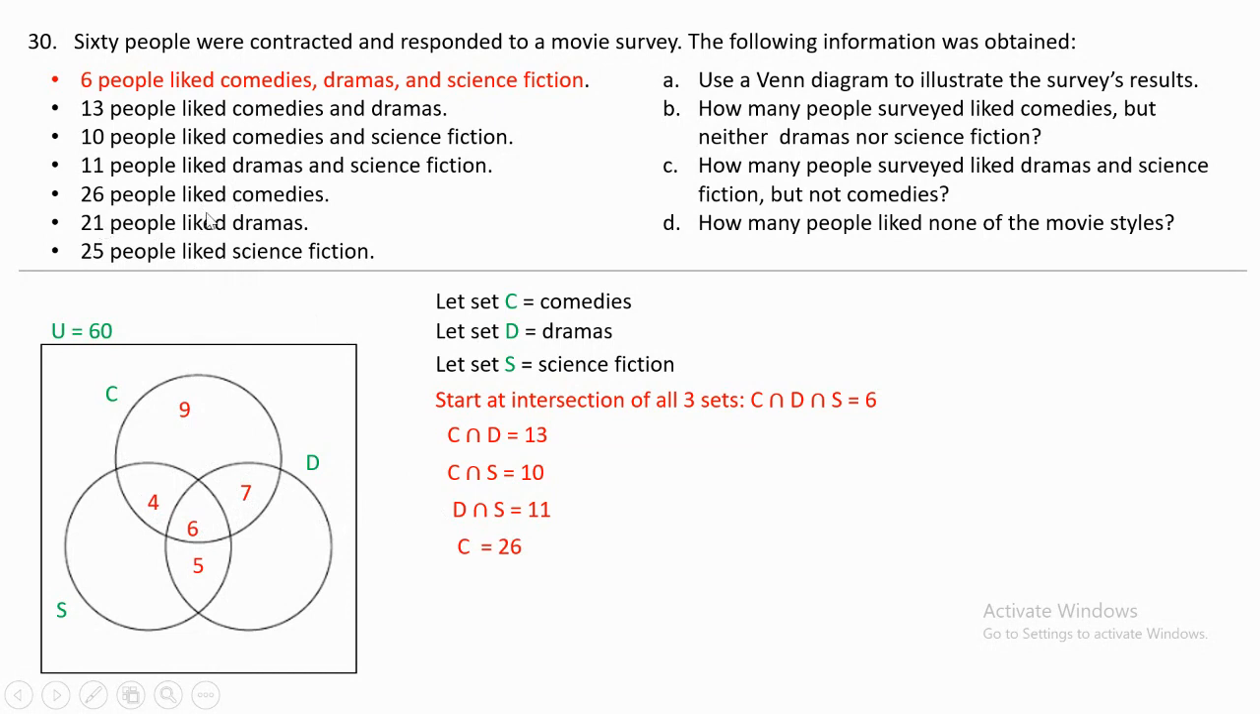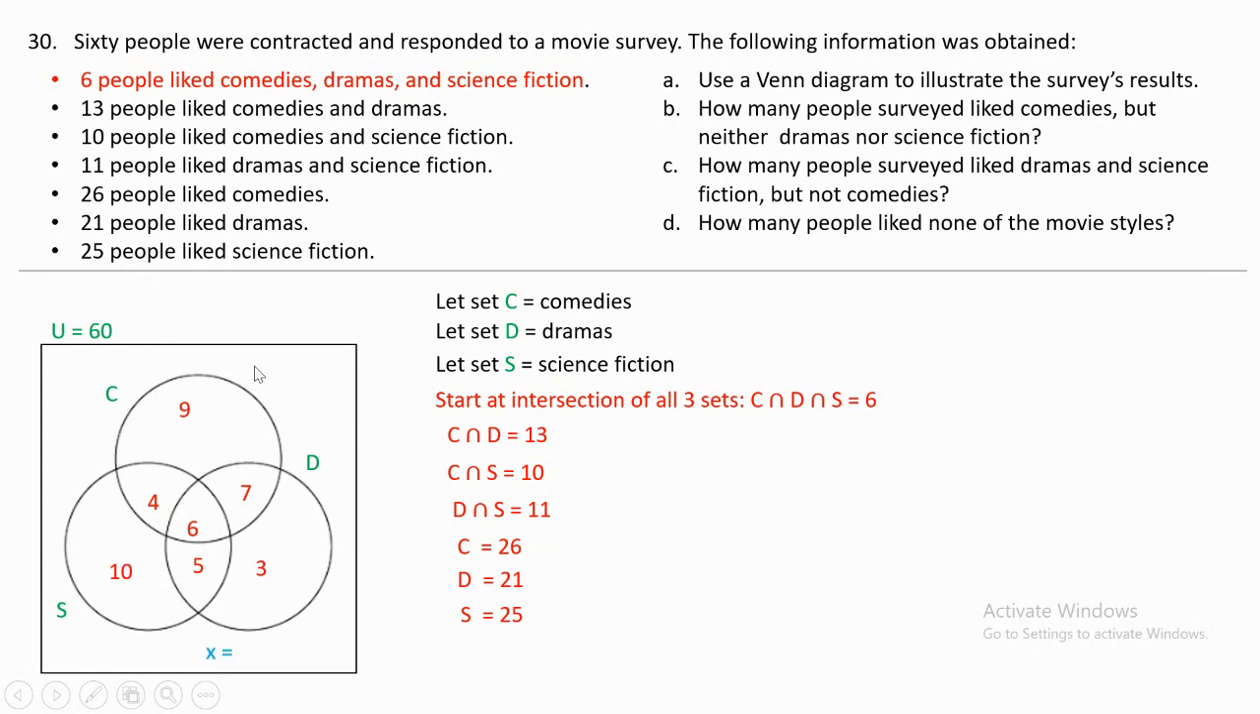Now let's go here, 21. 21 people like dramas, right? So all these here have to be 21. So we have, this is 11, this is 18. So 21 minus 18 is 3. So 3 goes here because this whole set D must be 21. Now let's go to science fiction, right? So science fiction is 25. So 4 plus 6 plus 5 plus whatever this is has to be 25. So we got 15. So 25 minus 15 will be 10.